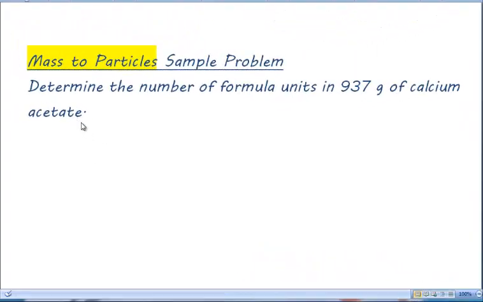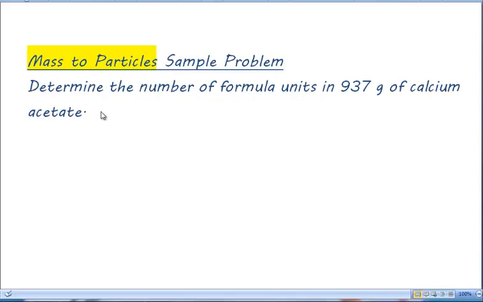Okay, mass to particle sample problem. Determine the number of formula units in 937 grams of calcium acetate. Where to begin? Number one, you better have pencil and paper. You better have your periodic table, common oxidation numbers handout, and of course a calculator. So here we go. We're working with calcium acetate.